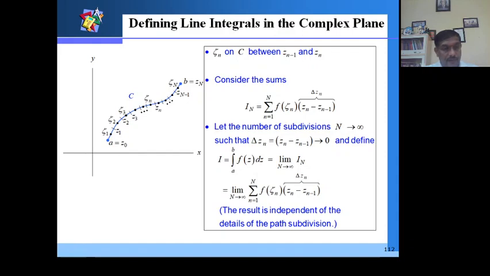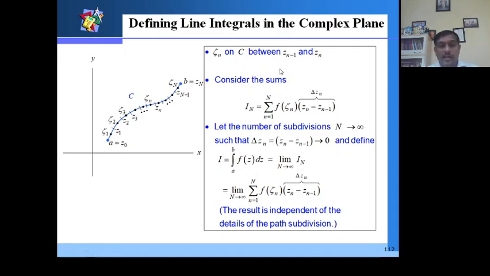Let us define a line integral in the complex plane. C is a smooth curve in the complex plane, and the function f of z is a continuous function defined on this curve. Then we can divide this line into subdivisions, xi 1, xi 2, up to xi n, which divide the curve into n parts, with xi n on C between z n minus 1 and z n.